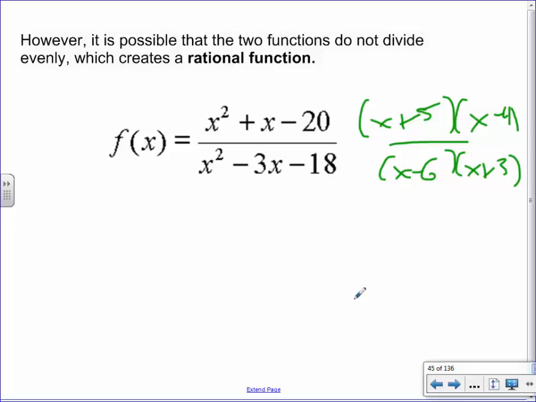How many asymptotes should you expect? 2. Where would the 2 asymptotes be? Yeah. I'd expect there to be 2 asymptotes where x is 6 and where x is -3. That's where I'd expect to see some asymptotes.